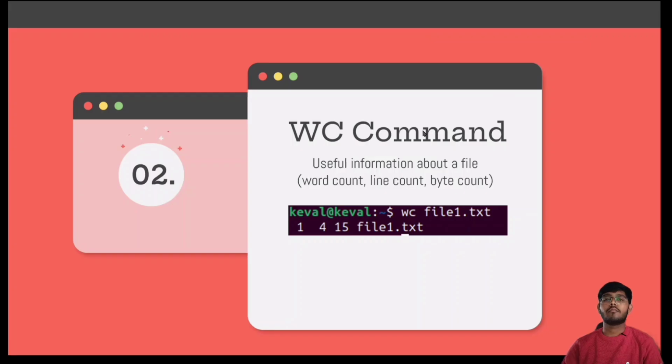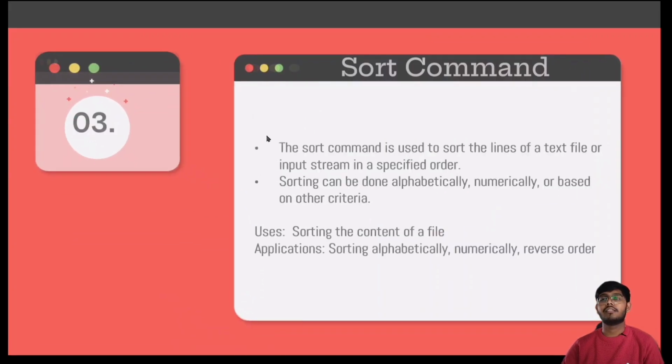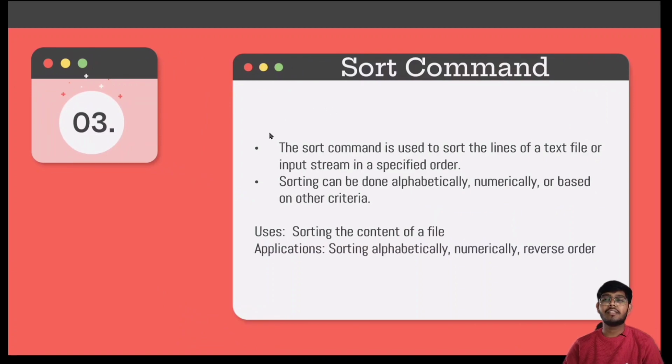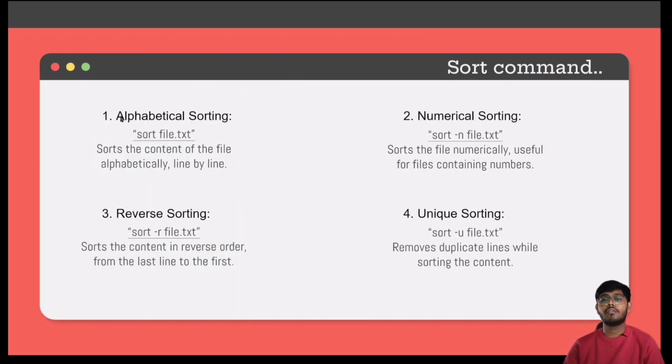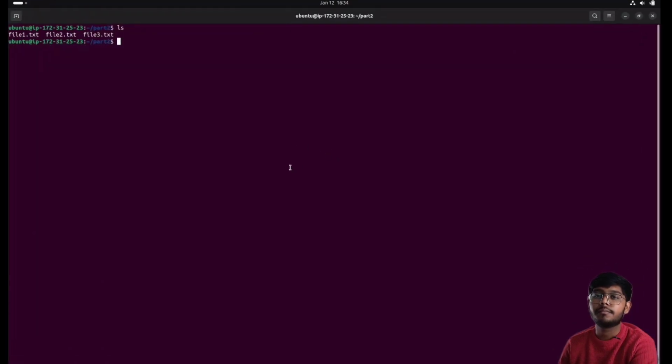Okay, the next command is the sort command. As the name suggests, it sorts the content of a file. It can sort alphabetically, numerically, or in reverse order. So there are 4 types of sorts in Linux: alphabetical sorting, numerical sorting, reverse sorting, and unique sorting. So let's do the hands-on of this.